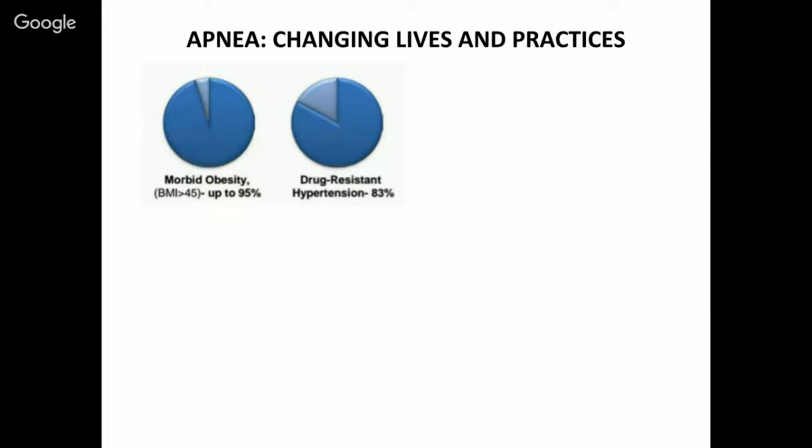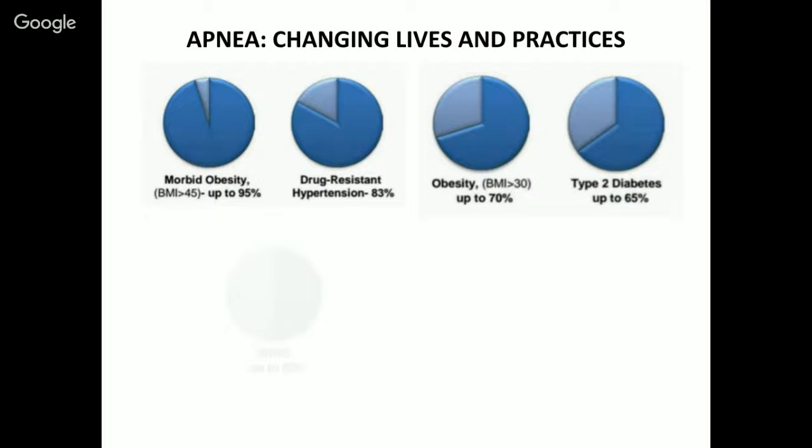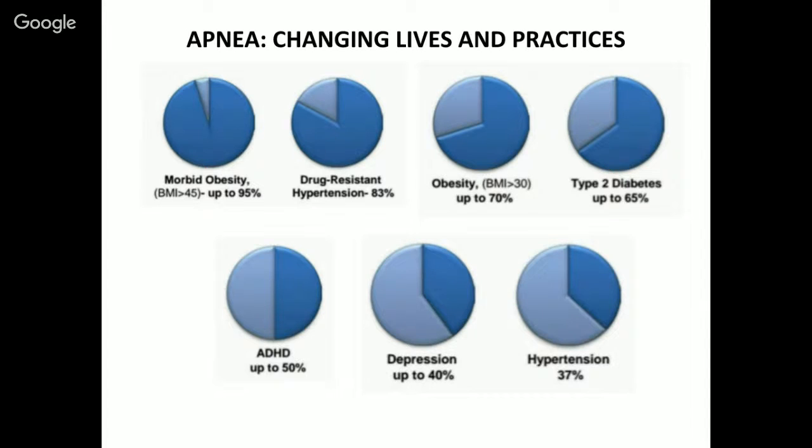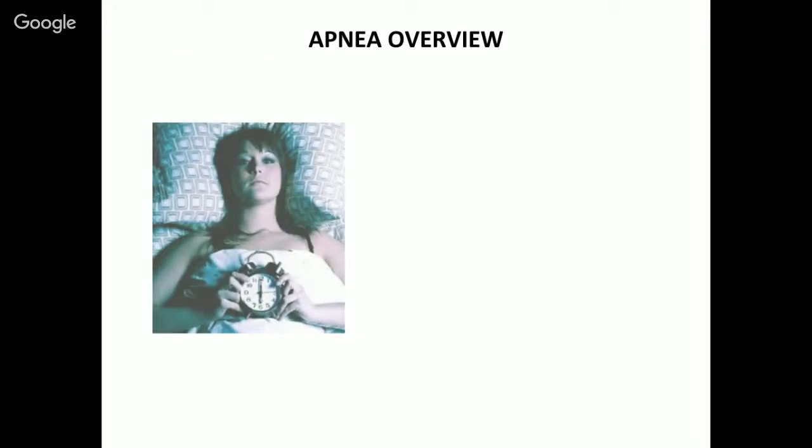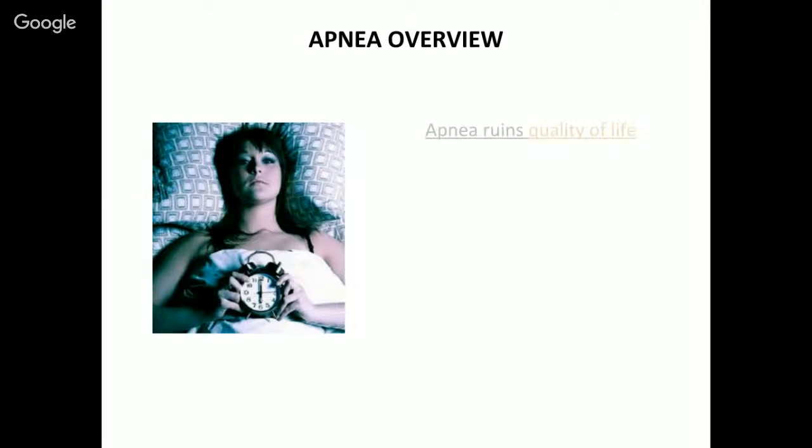Now, let's talk about, where do you see sleep apnea? Do you see morbidly obese patients? Did you know 9.5 times out of 10, they have sleep apnea? Hypertension. Do you know what that is? That's high blood pressure. You probably all know that. 83% of the time. Obesity, type 2 diabetes, ADD, ADHD. Oh my goodness. Depression, hypertension. You guys, you see these in your practice. This is a typical patient here.